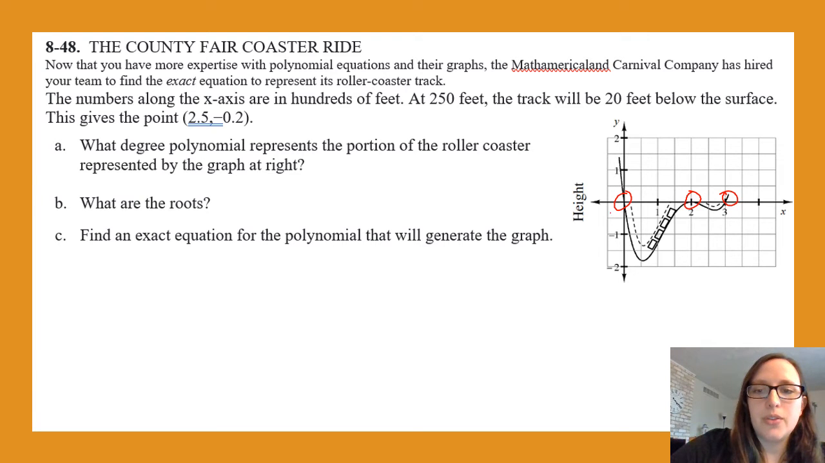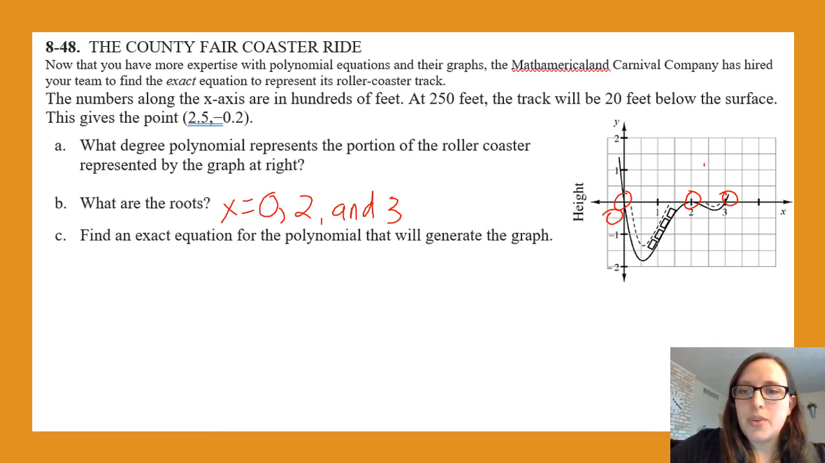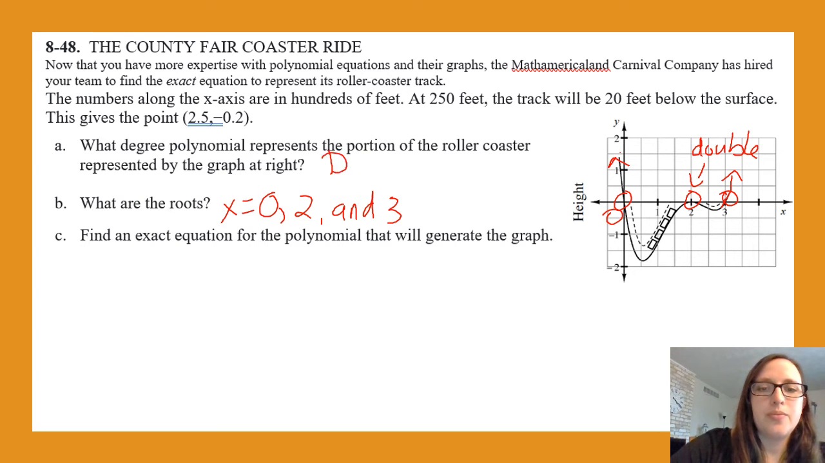The first root is at 0. Second one is at 2. And that third one is at 3. All right, so this one right here is a double root because it bounces. Okay, so that counts twice. So this is actually a degree of 4. Remember, your degree of 4 has the same end behaviors, going up and up or down and down.